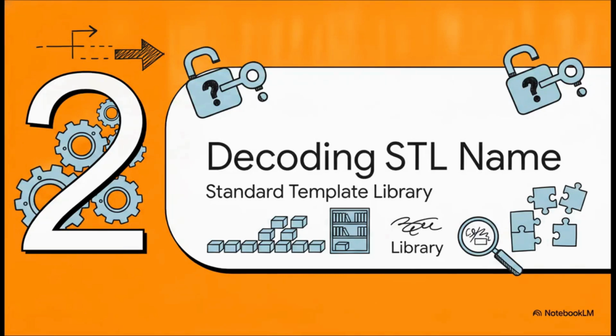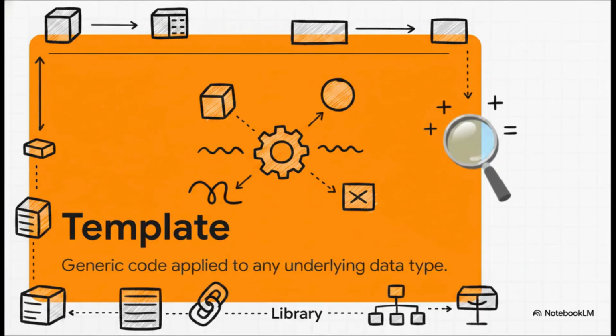Moving on to Section 2, Decoding the STL name. Standard Template Library. So what does that actually mean? First, the word template. In C++, a template just means generic code. It's written in a generalized way so that it seamlessly works across virtually any underlying data type. You aren't sitting there writing one function for integers and then a totally separate one for text. Second, the word library. A library is simply a collection of predefined reusable code components. It means you never have to waste your time writing complex data structures completely from scratch.